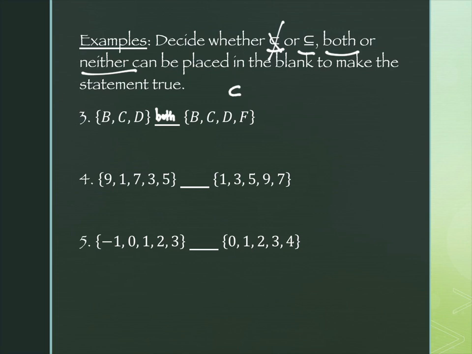Okay? So, moving on to the next one. We're going to go through the questions that we asked ourselves again. 9, that's the first number on the left, is 9 on the right? Yes. 1. Yes. 7. Yes. 3. Yes. 5. Yes. So that makes it a subset, like this.